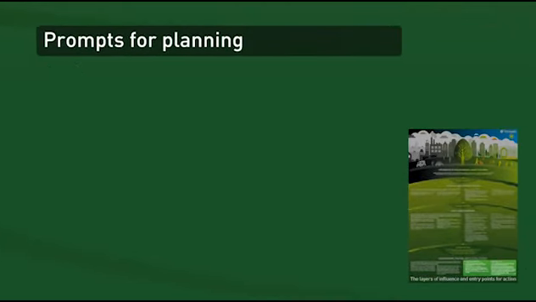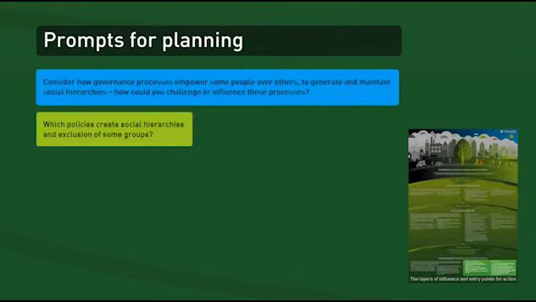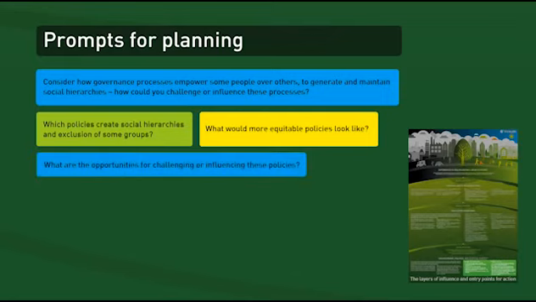Some prompts for planning at this layer are: Consider how governance processes empower some people over others to generate and maintain social hierarchies. How could you challenge or influence these processes? Which policies create social hierarchies and exclusion of some groups? What would more equitable policies look like? What are the opportunities for challenging or influencing these policies?